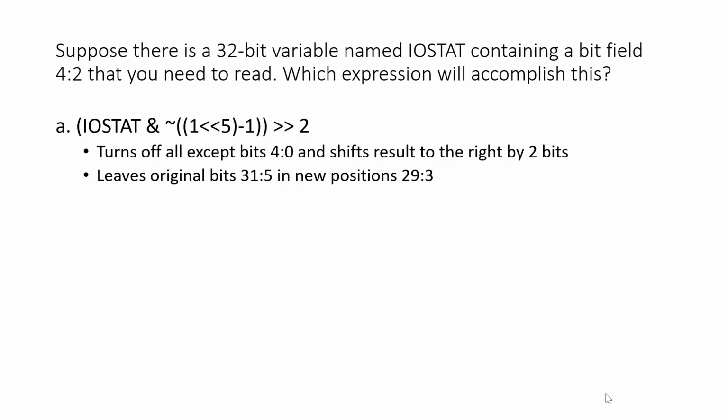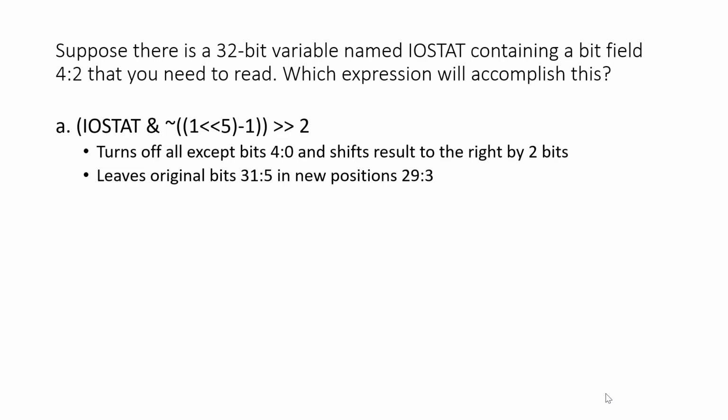Right? Well, that doesn't do what we're trying to do. It turns off all except bits 4 down to 0, and shifts the result to the right by 2 bits. So basically the result is that the original bits, when I say original I mean IO stat, whatever IO stat was, it takes bits 31 down to 5 because it had knocked out 4 down to 0, and it adjusts them to become the new positions 29 down to 3, right? So that does not work. Now it would have been fine had I not put the tilde there.